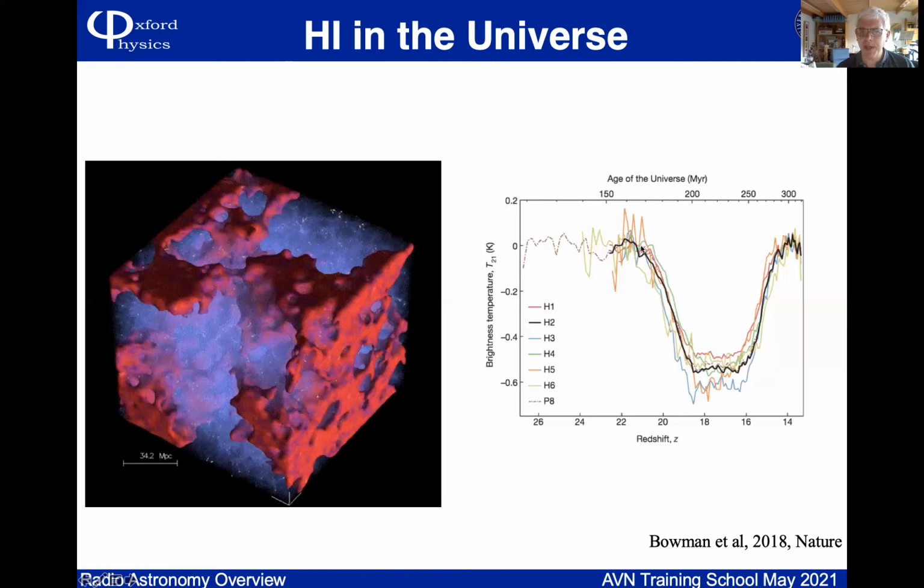A couple of years ago, there was a claimed detection of essentially the absorption of background light by the hydrogen at around the time of what's called reionization, when the first stars switch on and the universe shifts from being mostly neutral to mostly ionized. That was claimed a couple of years ago, and we're still waiting to see if that's really confirmed. So this is very much an active area of observation and telescope building at the moment.